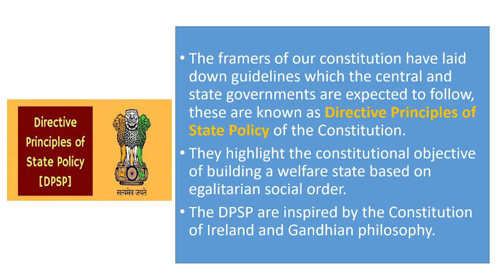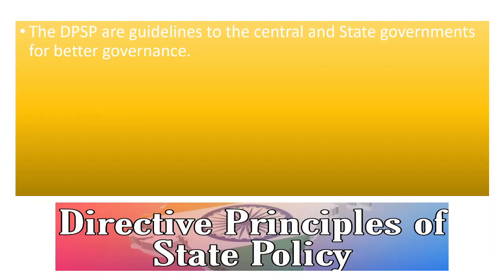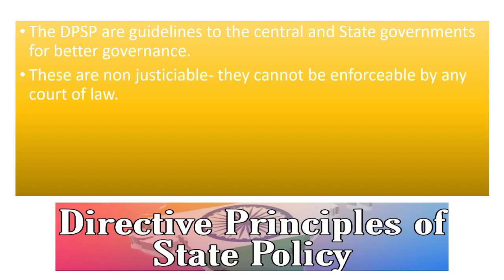Talking a little more about the Gandhian philosophy, it is based on the promotion and protection of economic well-being of the SC and STs. The DPSPs are basically guidelines used by the central and the state government to frame policies and make laws, so that an egalitarian social order is achieved. Since they are only guidelines, they are not enforceable by any court of law. So if, for example, the government of Maharashtra is not following the DPSP, it cannot be held responsible for that in any court of law.